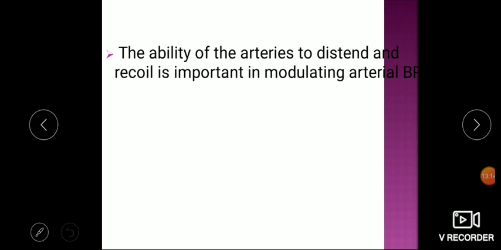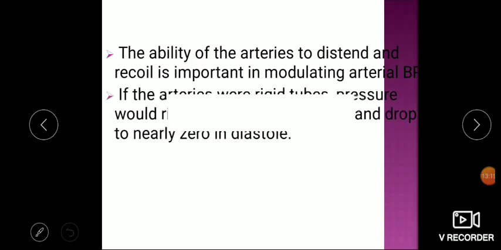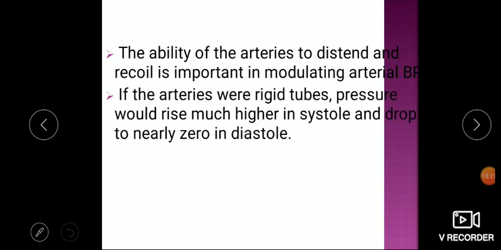The ability of our arterioles to distend and recoil is important in modulating blood pressure. See, we are discussing biophysics. If the arteries were a rigid tube, pressure would rise much more in systole and drop to nearly zero in diastole. Whenever we are pumping with our water tank, our pump is pumping, the same pressure goes inside the tubes or pipes. But the same thing does not happen in the case of the blood vessel.